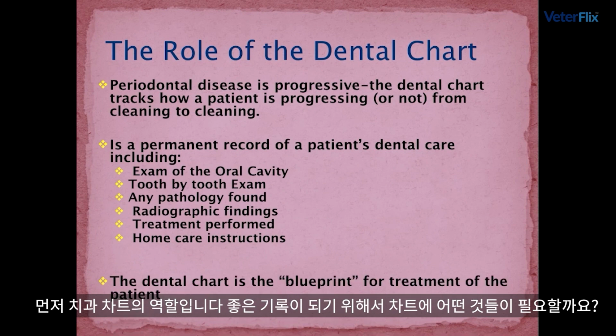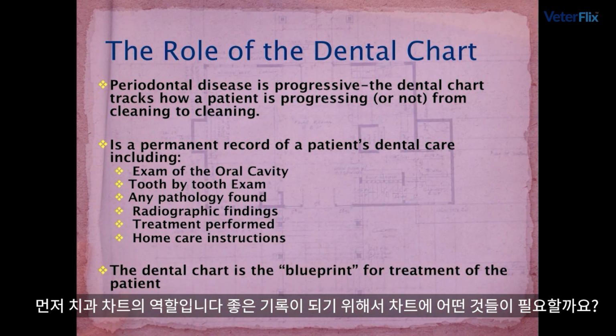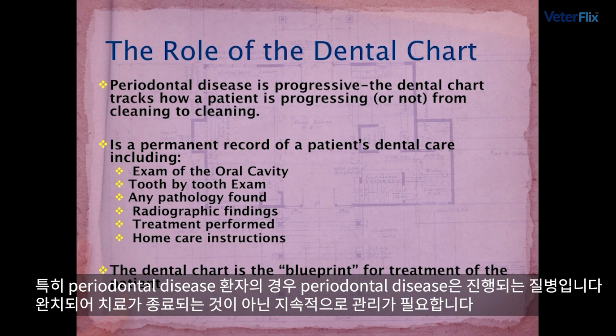So let's look at the role of the dental chart. What do we need to have on this thing to give us a good report? Well, particularly with our periodontal patients, as we all know, periodontal disease is progressive. It's not something that we cure and we're done with. It's something that we have to manage, that we treat over and over again.